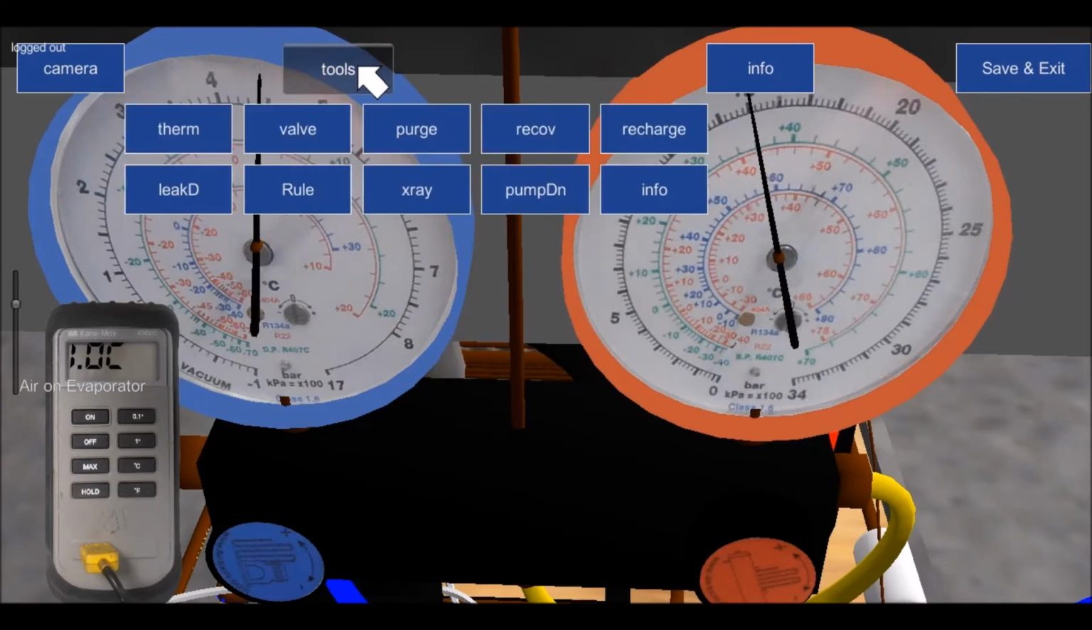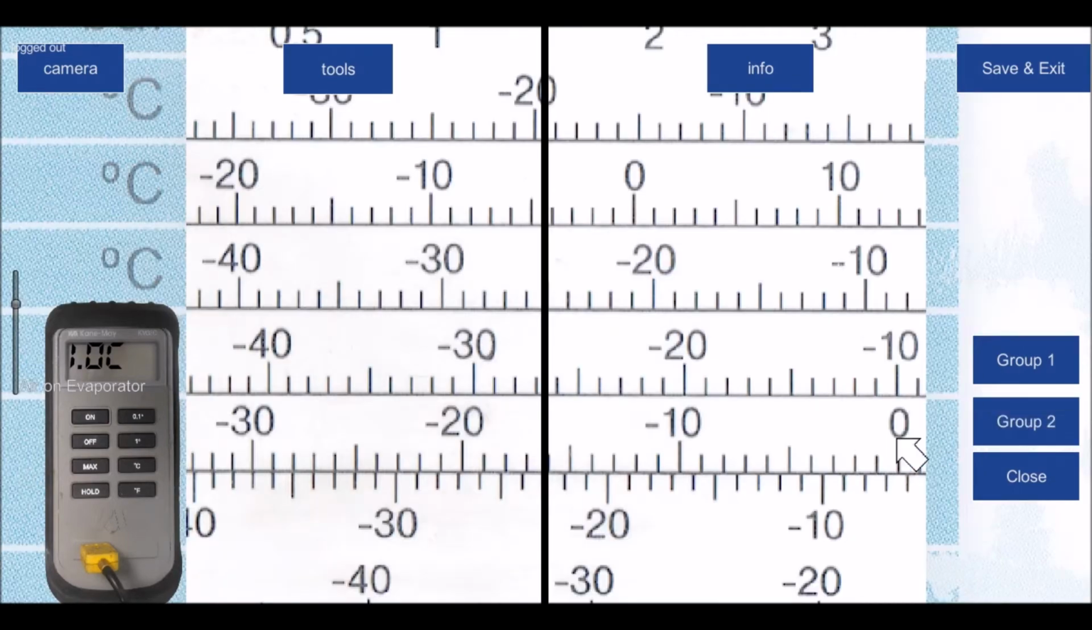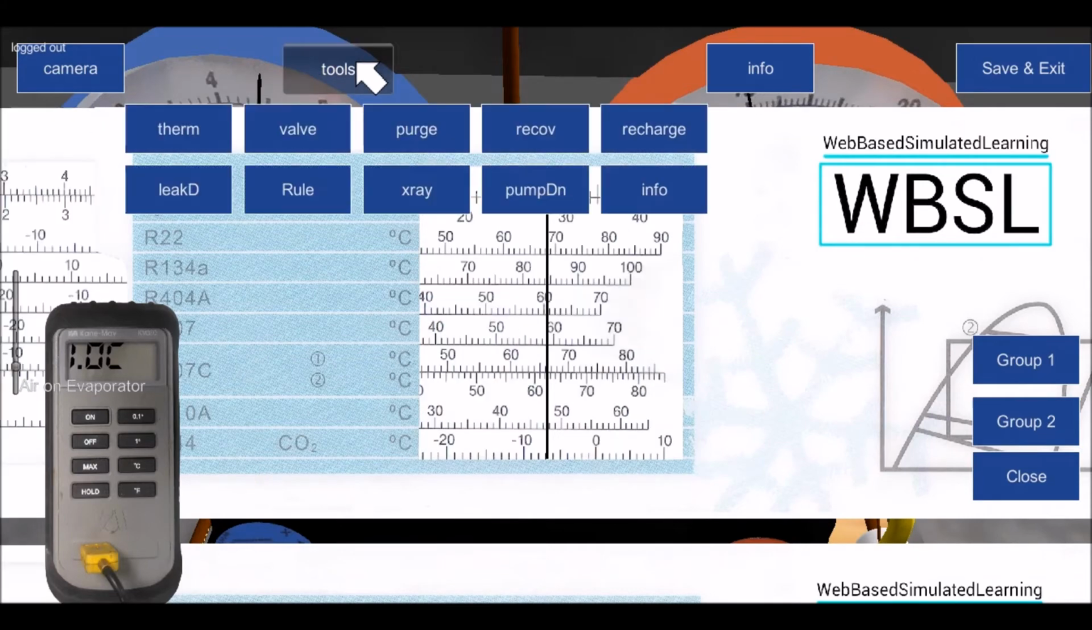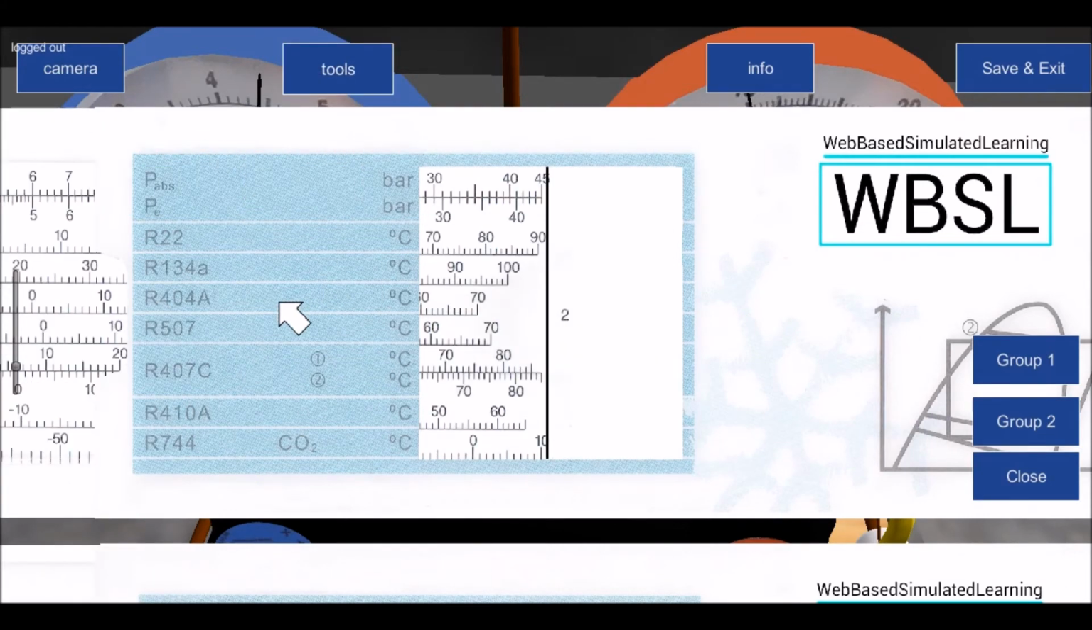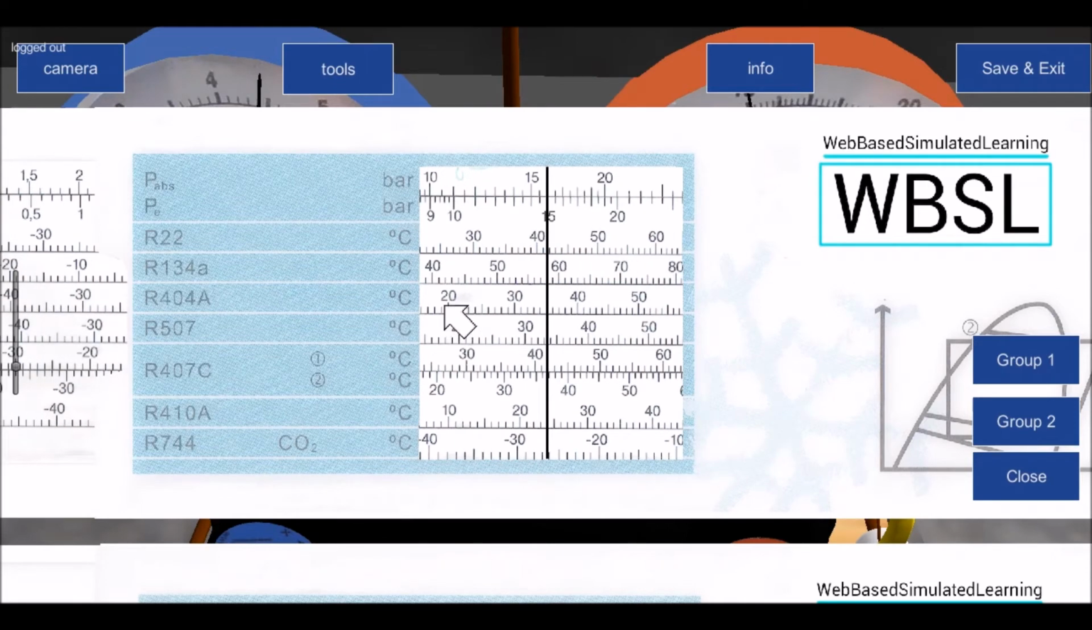So we said we must go and get a more accurate reading instead of relying on our gauge manifold. So we used our slide rule, and we looked at 15 bar gauge pressure. We brought the slide rule to 15 bar, and then we went down along until we came to the 404A, the first one we see, and we discovered that that's 35.